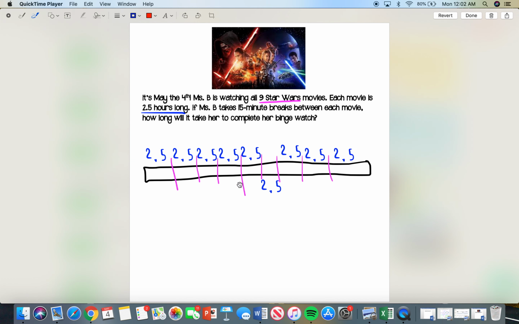So how many hours am I going to spend just on the movies? Let's see. 2.5 plus 2.5. So what I'm doing now is finding out how long these 2 movies would take. 2.5 plus 2.5. 5 plus 5 is 10. Put 0 down there, carry the 1. 1 plus 2 plus 2, that's 5. And make sure I put my decimal. So this is going to be 5 hours. Every 2 movies will be 5 hours.